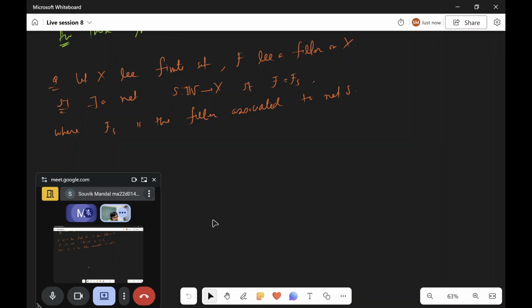So basically, you have some finite set and a filter on X, and we need to show that we can find a net S from N to X with F equal to the filter F of S. There is nothing too difficult. The hint is the same: try to do the same process as in the previous problems. Take your time. Let me know.